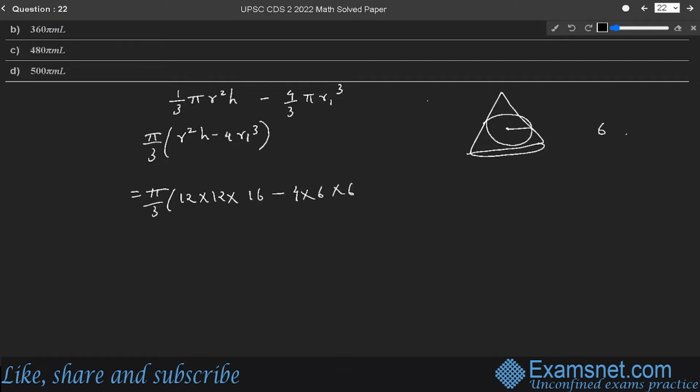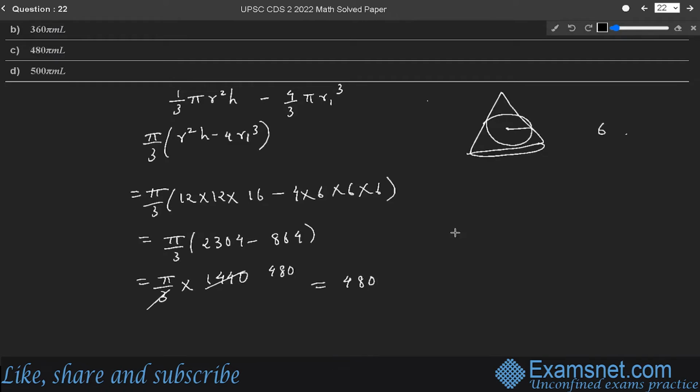So it will be 6 into 6 into 6. On further solving, it will be equal to pi by 3 into 12 into 12 into 16. 12 into 12 is 144. 144 into 16 is 2304. Minus 4 into 6 into 6 into 6 is 864. On further solving, it will be equal to pi by 3 into 1440, which is equal to 480. So the volume is 480 pi.